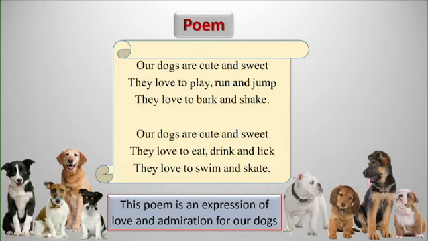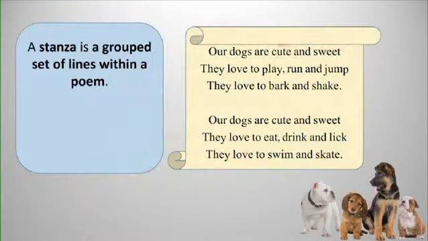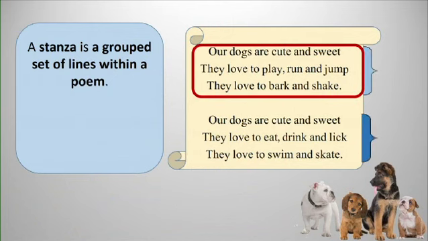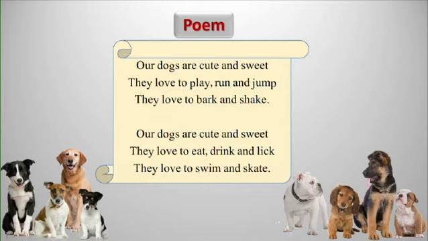This poem is an expression of love and admiration for our dogs. The poem is made of 2 stanzas. A stanza is a grouped set of lines within a poem. It is usually separated from another stanza by a blank space or a blank line. As you see, poems can be fun to read and to write.